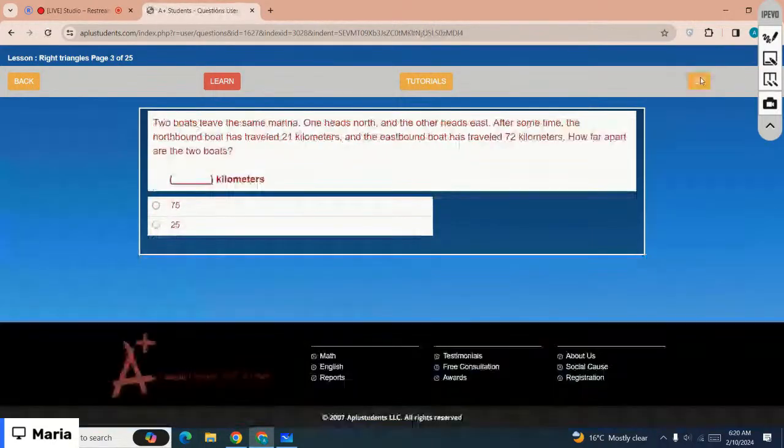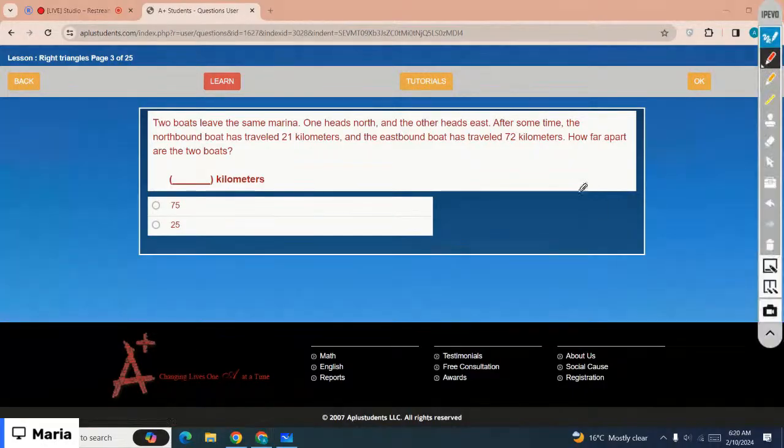Okay, the next one: two boats leave the same marina. One heads north and the other heads east. After some time, the northbound boat has traveled 21 kilometers and the eastbound boat has traveled 72 kilometers. How far apart are these two boats? So one travels 21 kilometers and the other travels 72 kilometers. You have to find the distance. So x squared equals 21 squared plus 72 squared.